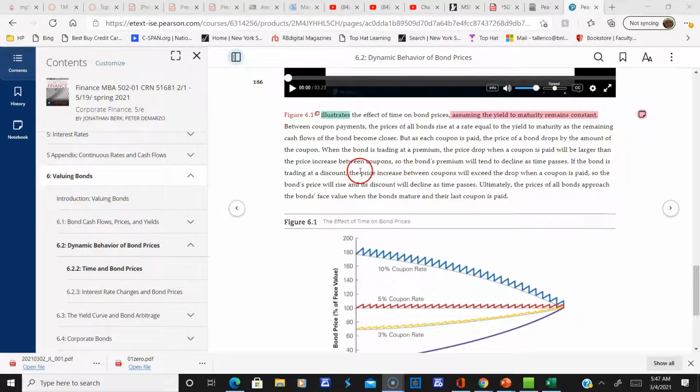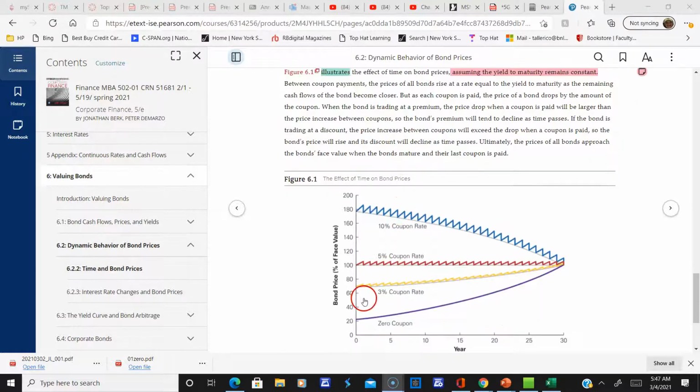If the bond is trading at a discount, here's the price increase between coupons, which will exceed the drop when a coupon is paid. So the bond's price will rise and its discount will decline as time passes. Ultimately, the prices of all bonds approach the bond's face value, as I mentioned here, when the bonds mature and their last coupon is paid.